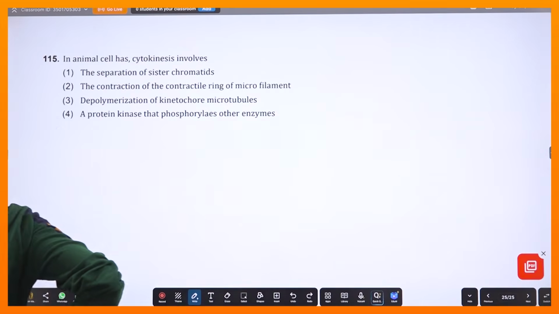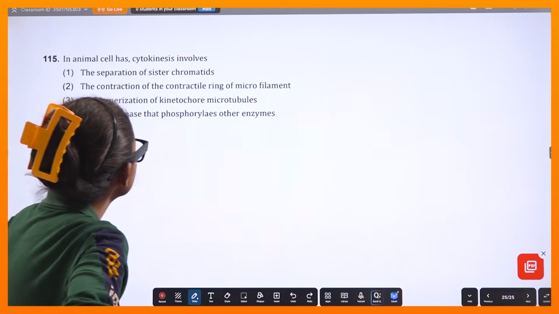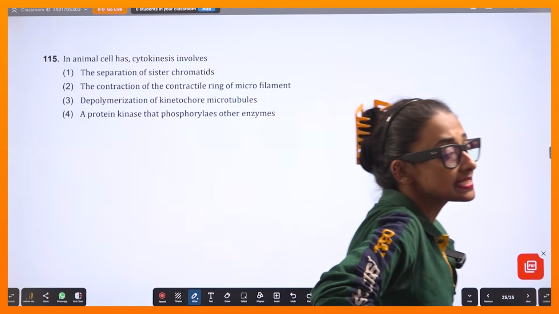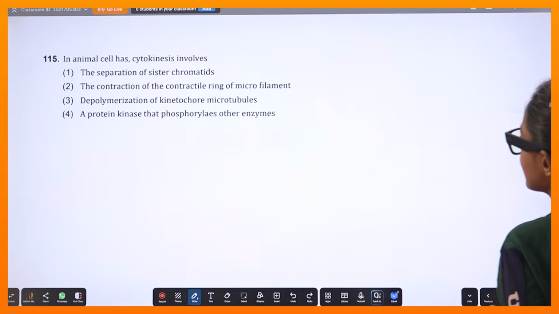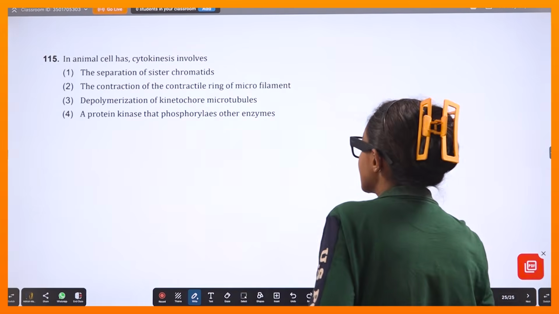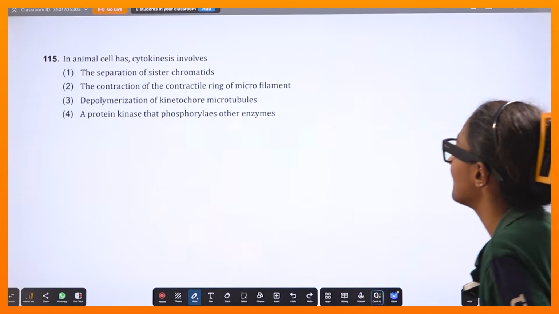Okay, have a look. They are talking about cytokinesis. Have a look at this cytokinesis question. So here they are talking about what? Cytokinesis. So in cytokinesis, what will happen?